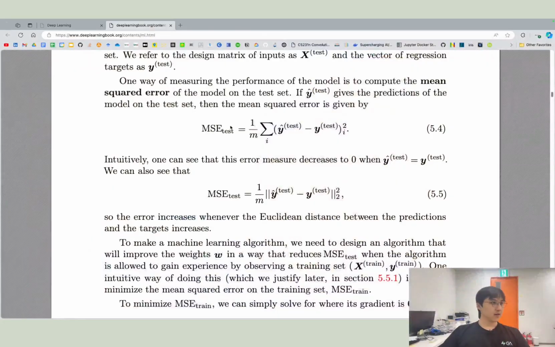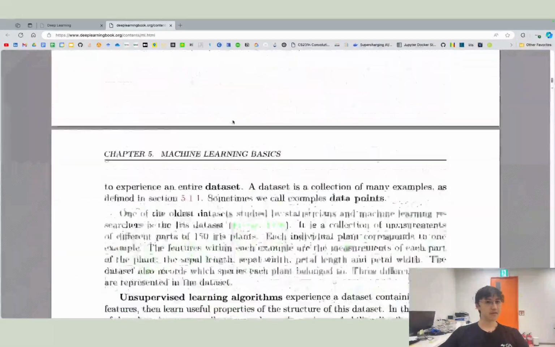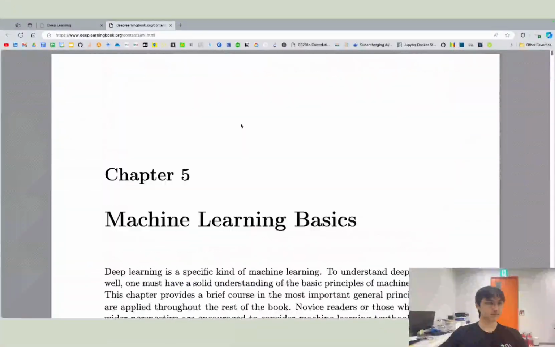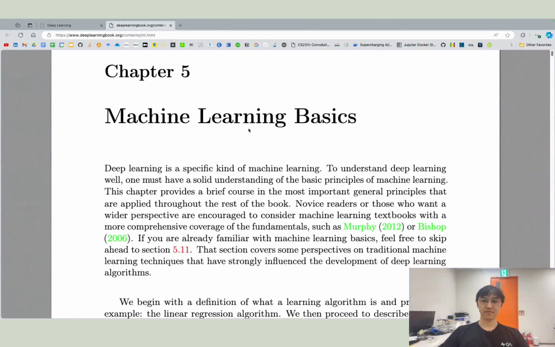Let's get started. Okay, my screen, let's get started. Chapter 5. Chapter 5 is very huge and there are many basic concepts we should understand in machine learning. So this chapter will be divided into several videos.